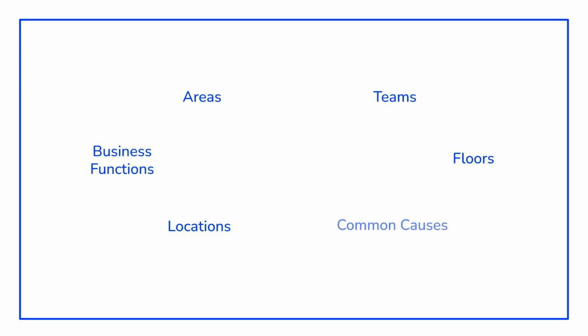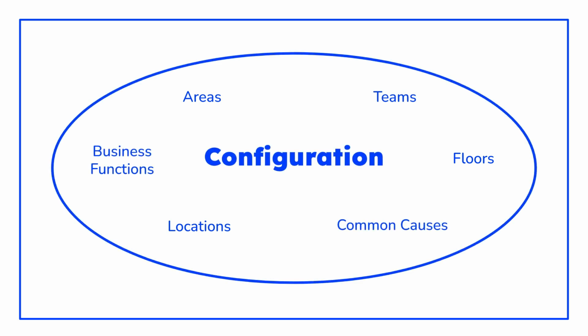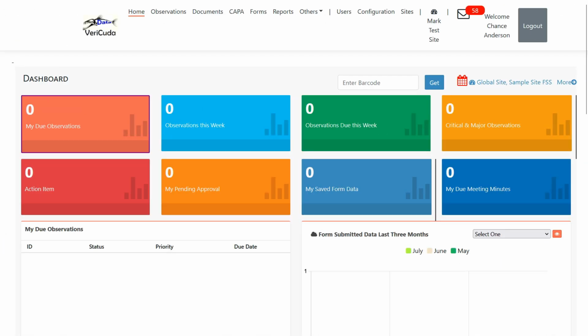When setting up Vericuda, you'll need to catalog areas, locations, floors, teams, business functions, and common causes to personalize Vericuda to accurately fit your business. The Configuration tab is where you're able to achieve all of this and more. In this video, we'll be going through how to configure your site.